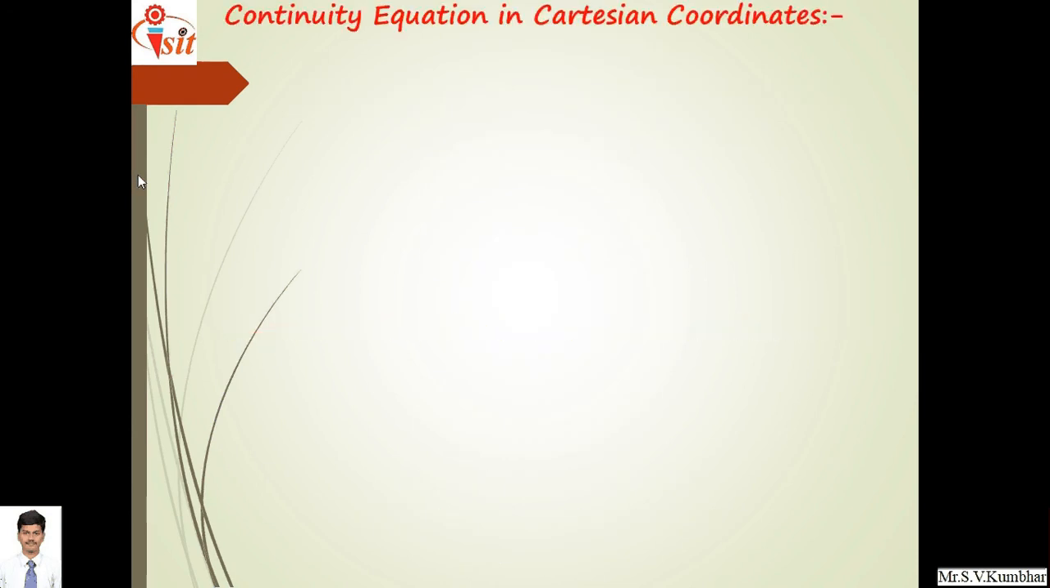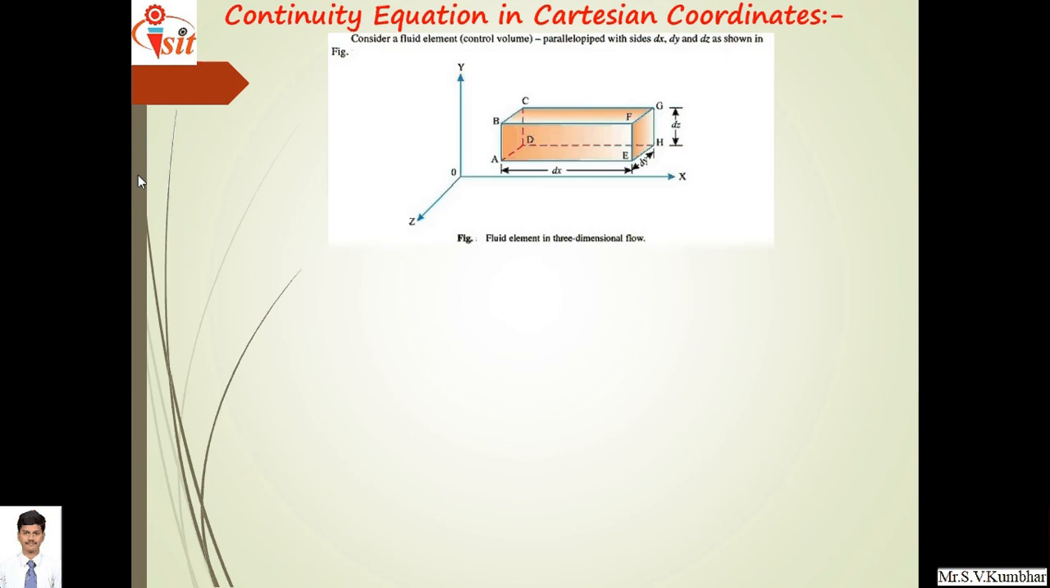So today we will start with continuity equation in Cartesian coordinates, that we had already learned in fluid mechanics subject. Now consider a fluid element. We can also call it a control volume, that is a parallelepiped with sides dx, dy, dz as shown in figure, and this dx is parallel to x-axis, dy is parallel to y-axis and dz is parallel to z-axis.